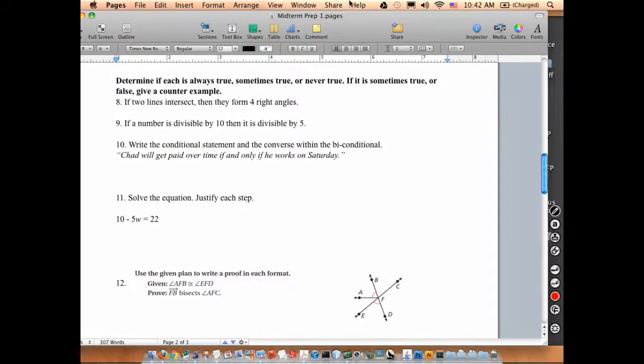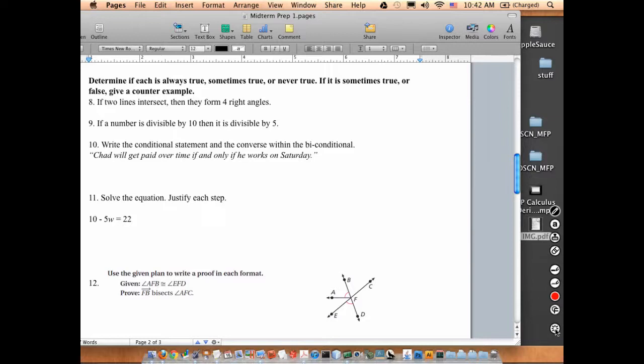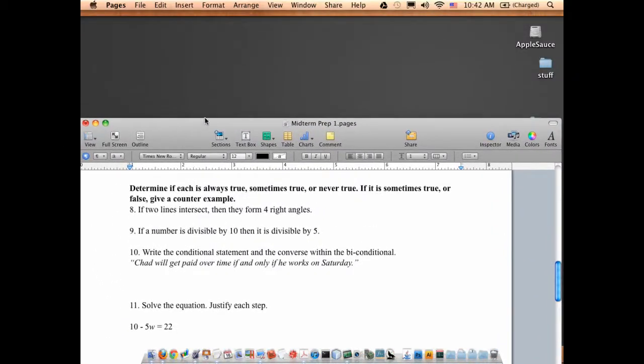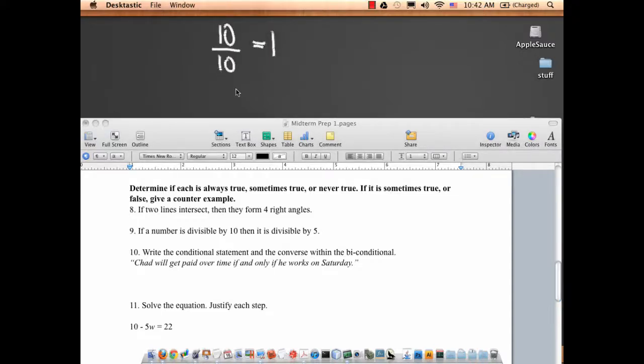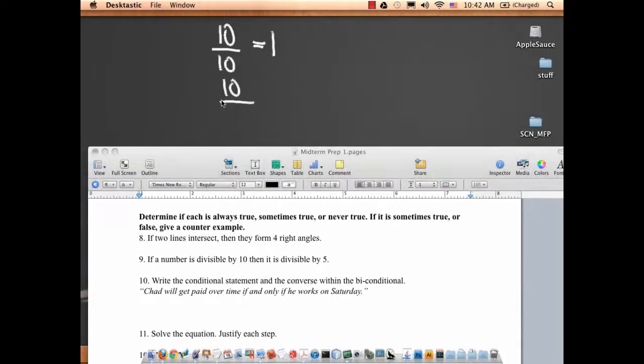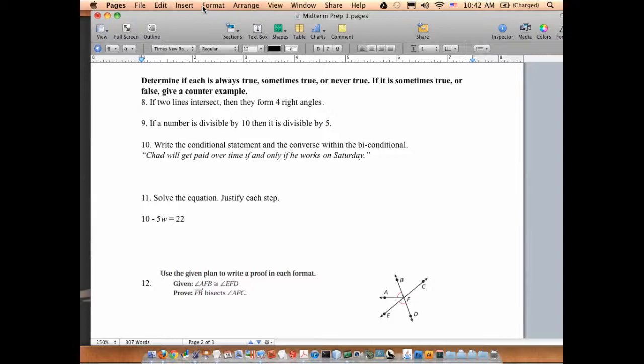Number 9. If a number is divisible by 10, then it's divisible by 5. Always true? Okay, so give me a number that's divisible by 10. 10 is divisible by 10. I get 1. Is 10 divisible by 5? Yes. So the answer to this is always.